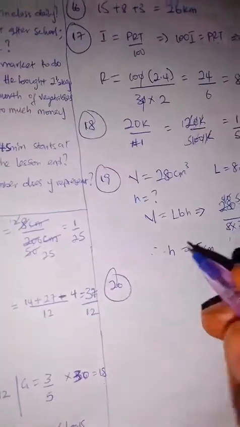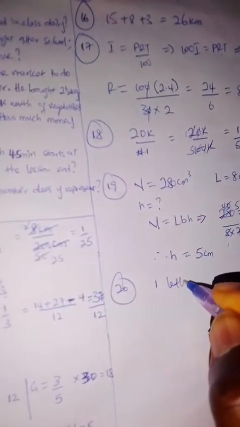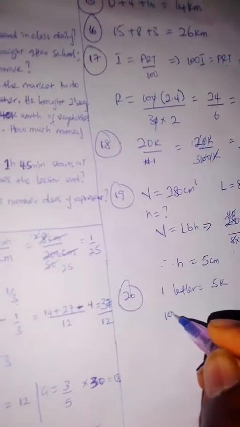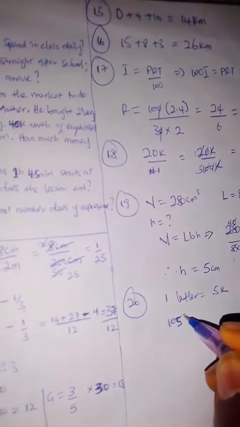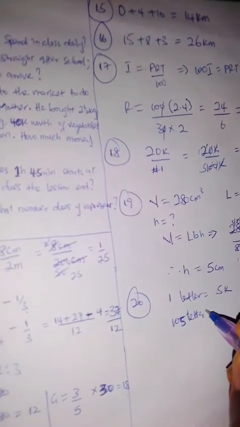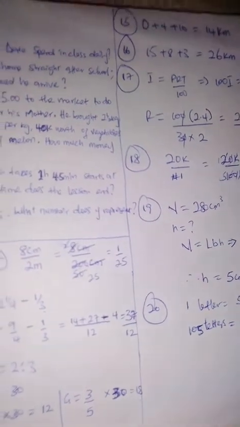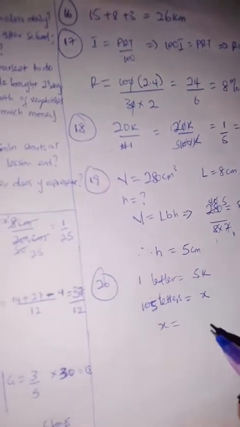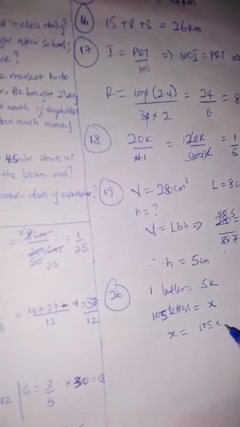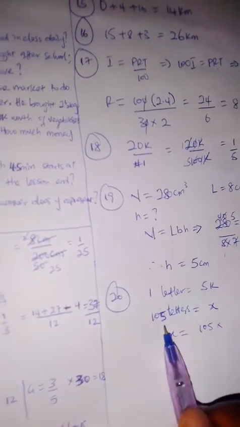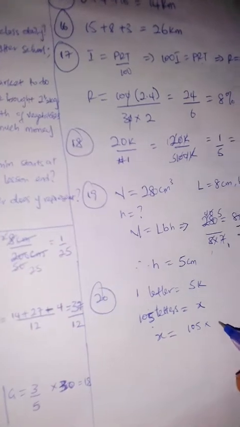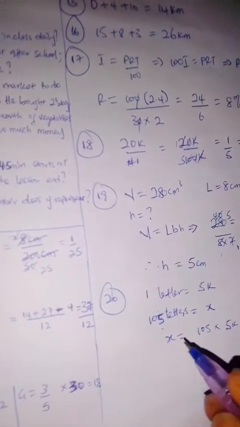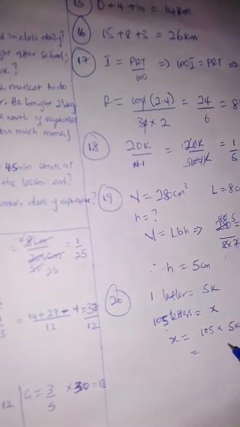Posting a letter, one letter equals 5 kobo. I'm looking at 105 letters equals X. Now, if one letter is 5 kobo, it implies that my X will be 105 letters, which means 105 times 5 kobo. Which leaves me with 5 times this is 25. 5, remember 2.